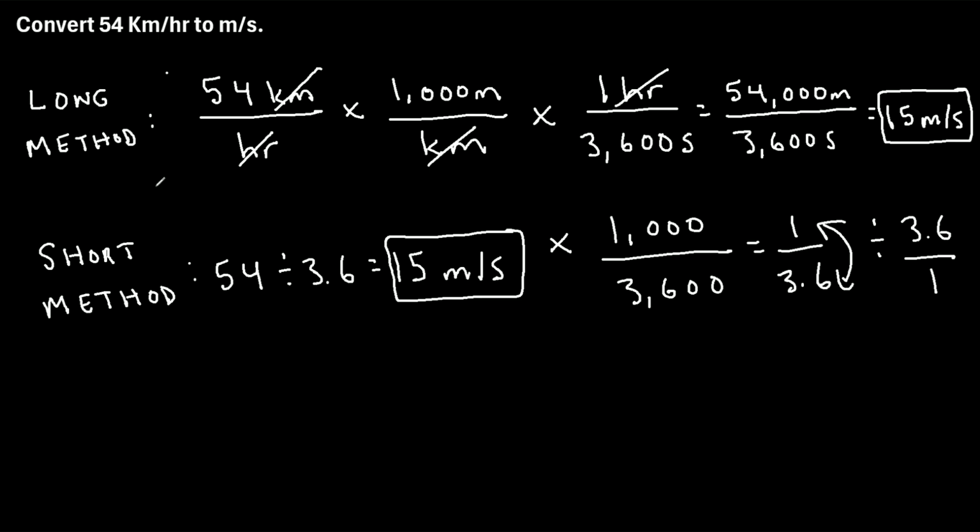So there you have it. That's how you can convert kilometers per hour to meters per second. If you need to show your work, you can use this long method. Or if you just want a quick answer, you can use the shortcut method.